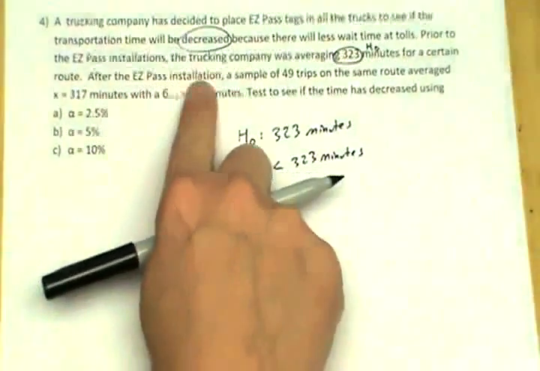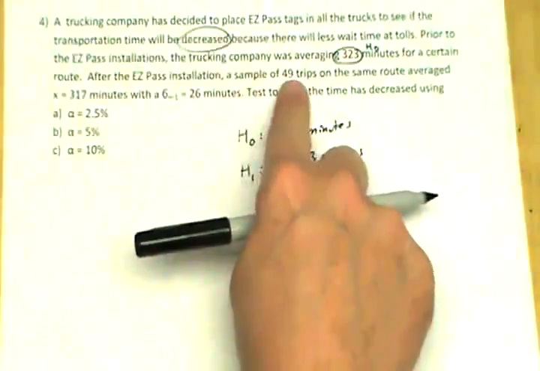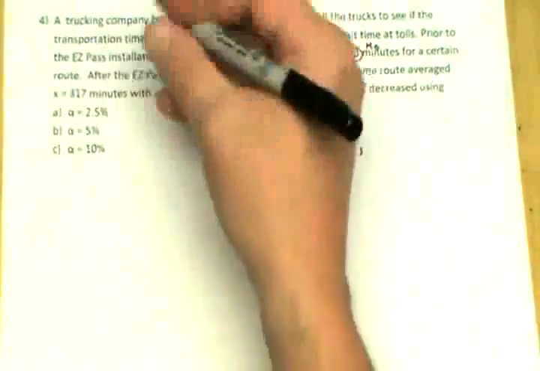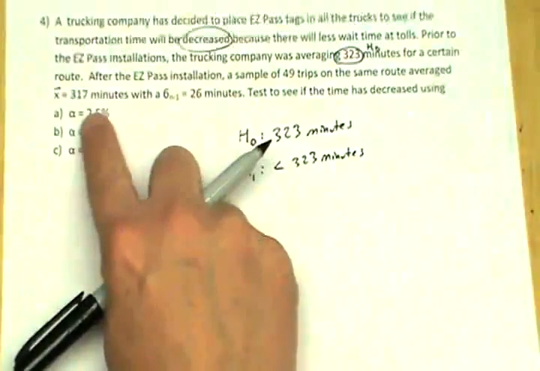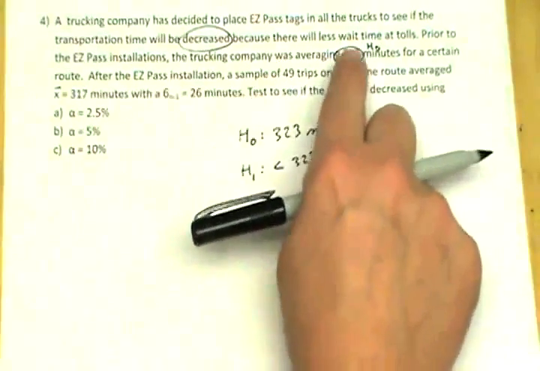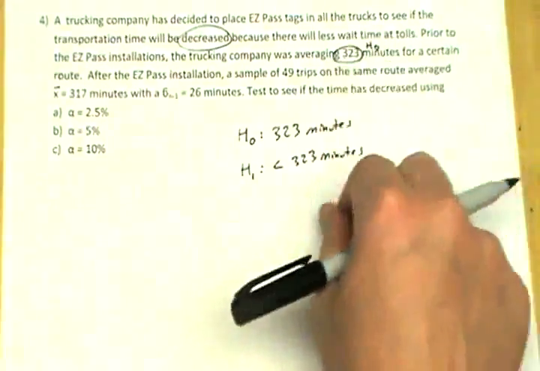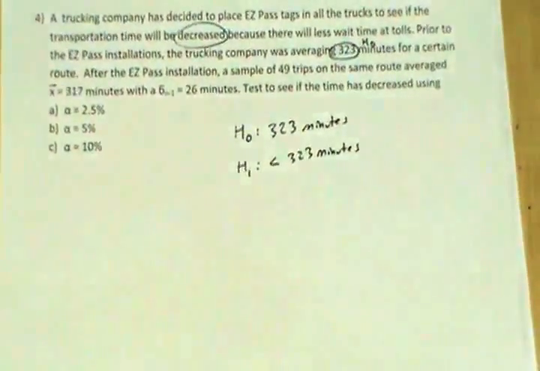After the Easy Pass installation, a sample of 49 trips on the same route averaged 317 x-bar with a standard deviation of 26. So we want to know, is 317 significantly less than 323? Now let's test this claim to see if it's decreased.